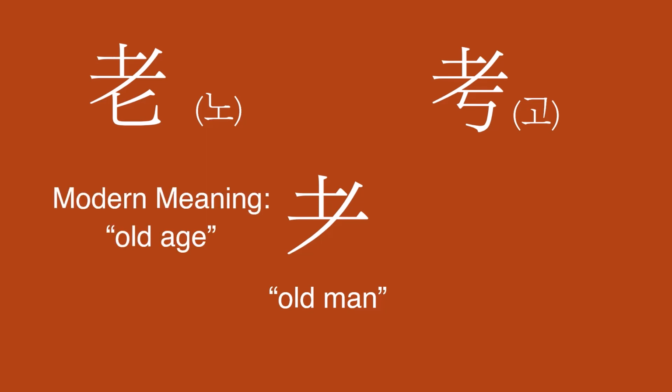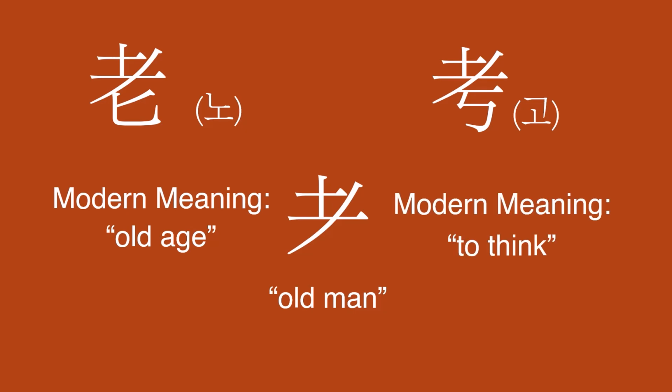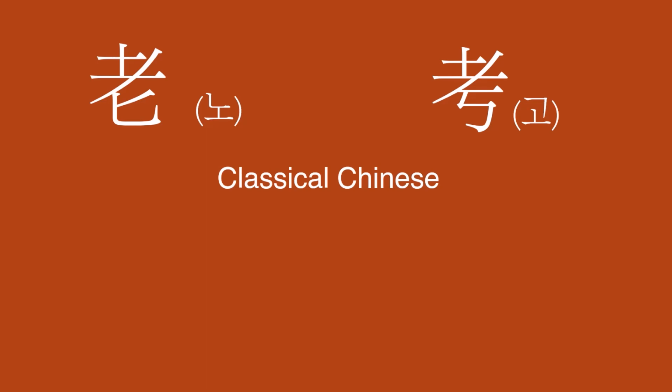For example, the characters no and ko. As you can see, they share one radical that means old man. In modern Korean and Chinese, no and ko do not mean the same. No means old age, while ko is to think. However, we can still find its old meaning of old age in expressions like kobi, the term for one's late parents. However, in classical Chinese, no and ko mean the same thing, which is old age.